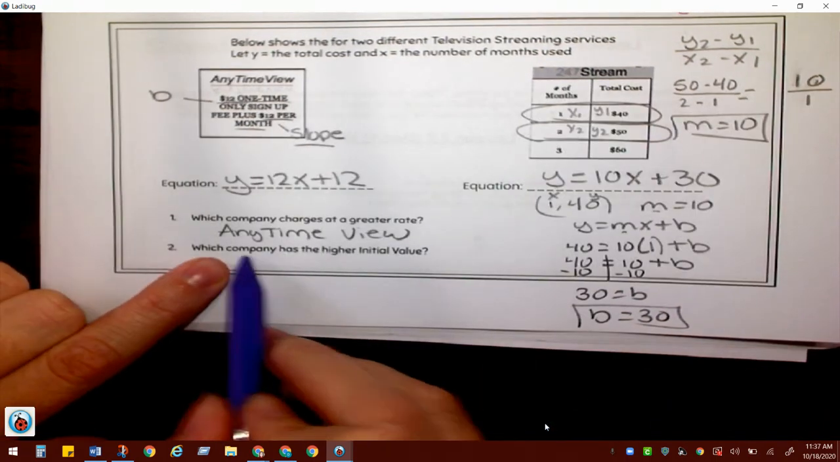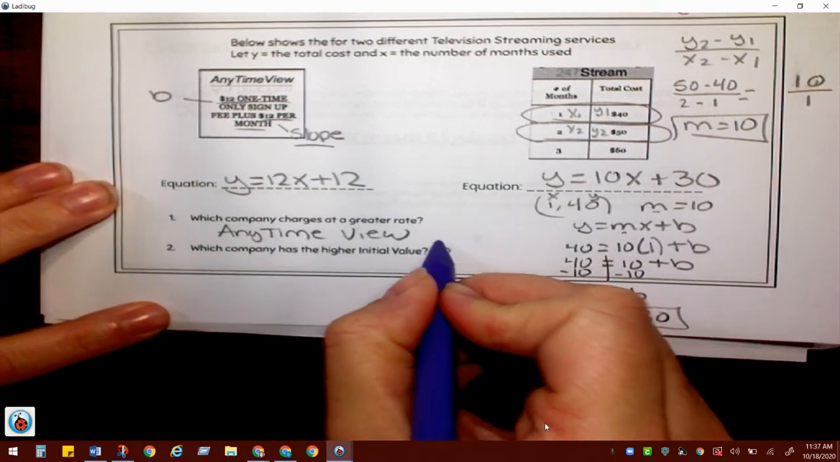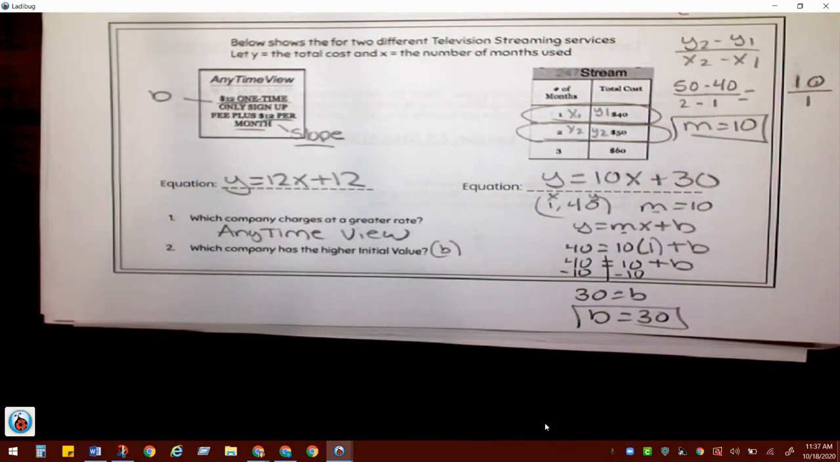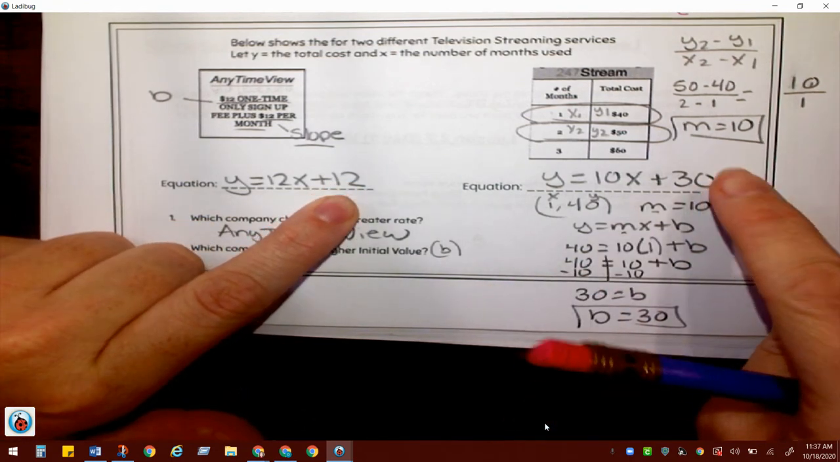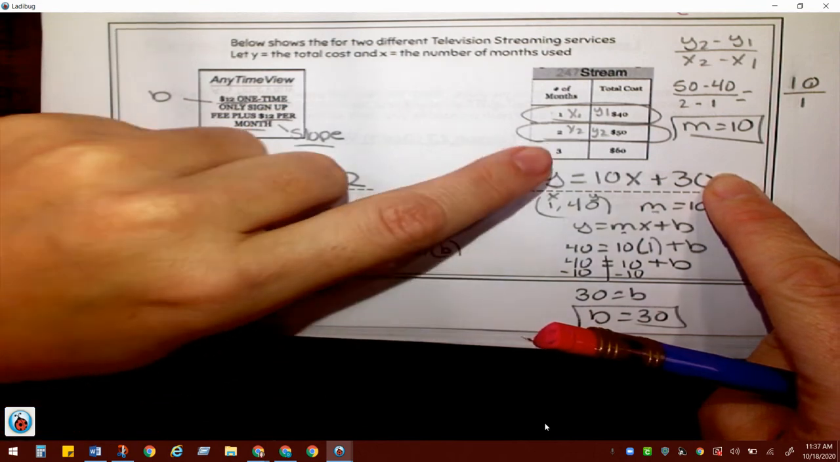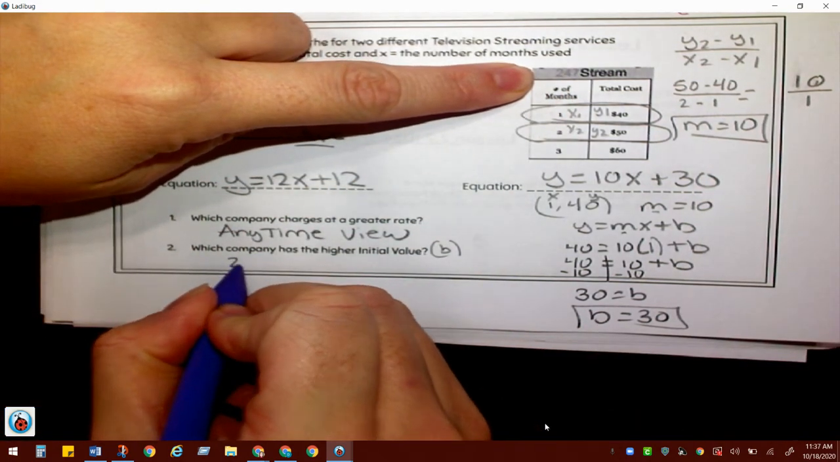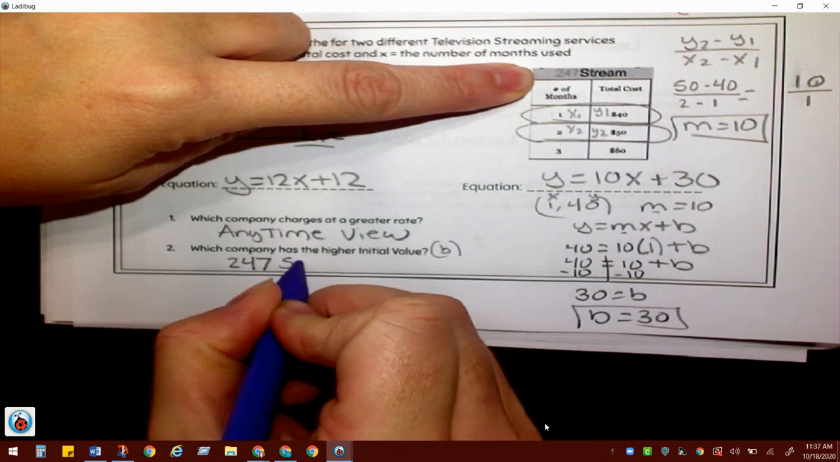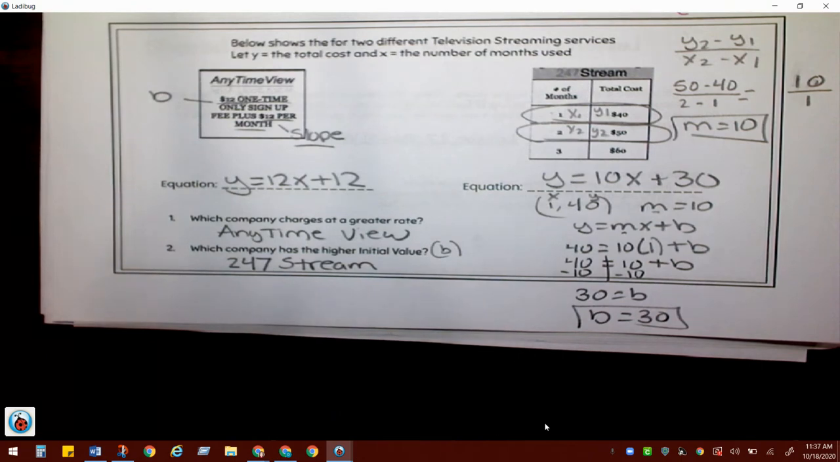Then over here, which company has the higher initial value? So remember, initial value is your b, it's that starting point. So my b is 12 and my b is 30. 30 is higher. So that means that this one has a higher initial start. So 247 Stream is the name of that company, and that one has a higher initial value.